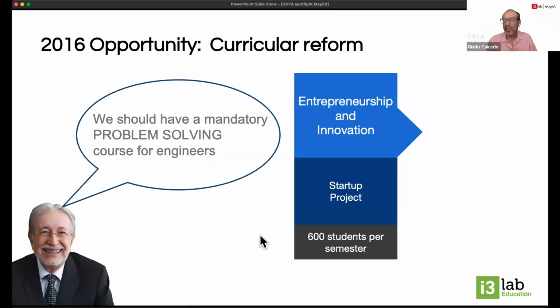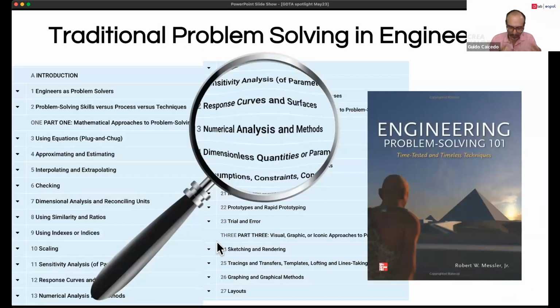So we got an opportunity in 2016 because the university entered a curricular reform, and the president at that time was very adamant on having a problem solving course for all the students that were studying engineering. So I was part of the team that was trying to do that, but in his mind, what we wanted was something like the traditional problem solving in engineering, which is a lot of little tools like Pareto, flow diagrams and stuff like that.